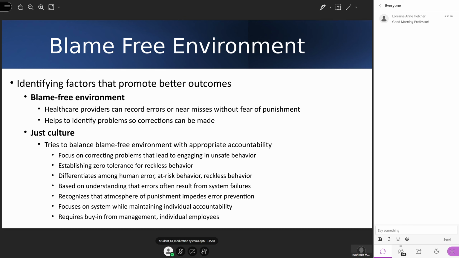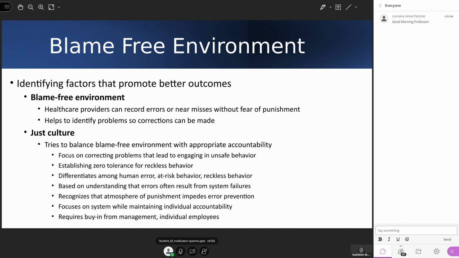So if they made a medication error, or an error in surgery, or wherever they might have made the error, people were not owning up to it or saying anything, because they feared they were going to be punished, or fired, or there was going to be retribution. So "To Err Is Human" came out, and there's this distinction between the blame-free environment and the just culture.